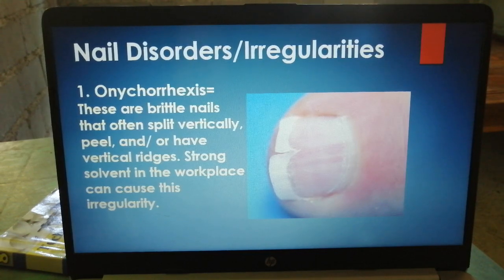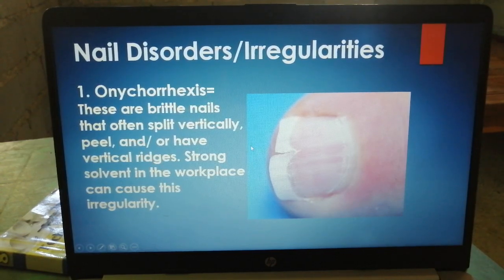These are brittle nails that often split vertically, peel, and or have vertical ridges. Strong solvents in the workplace can cause these irregularities. Pag halimbawa, ito nangyayari din sa akin, pag halimbawa masyado nang mahaba yung kuko nyo, tapos pag nagtatrabaho kayo or naglilinis kayo, na itatama siya sa mga matutulis na bagay. So, ganyan yung nangyayari sa kuko natin, parang nagkakrak siya.